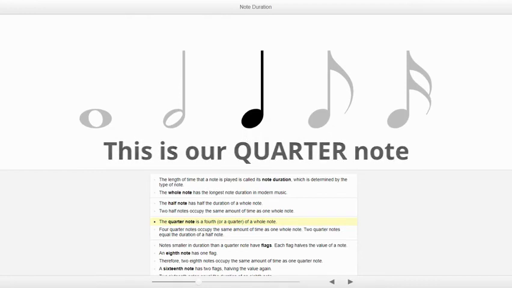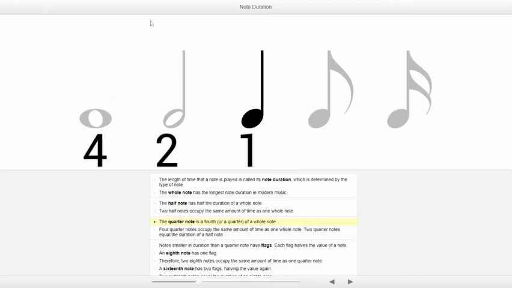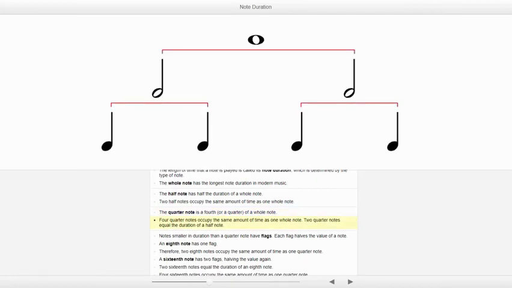So, where our whole note got 4 counts and our half note got 2 counts, we're going to split that again, and our quarter note each gets 1 count. So if we have our click track going, we would have 1 off, 1 off, like that. If we're looking here, we can have 2 quarter notes in the same amount of space as 1 half note, and then we can have another 2 quarter notes in the same space as our second half note.